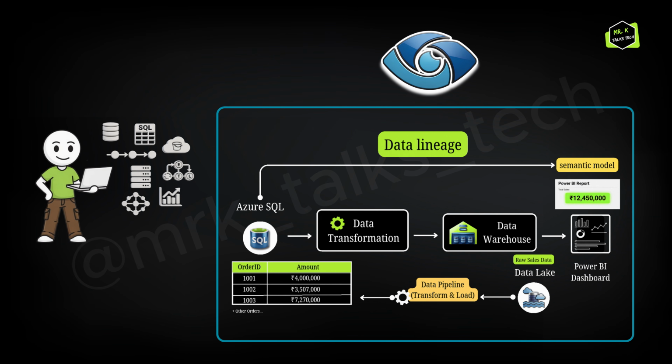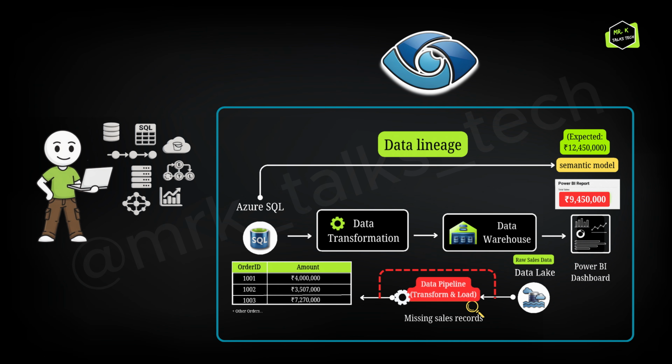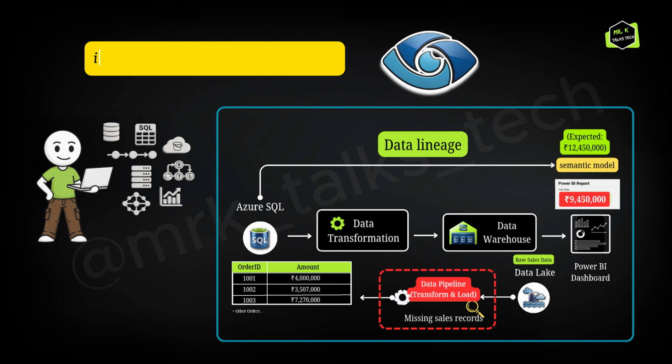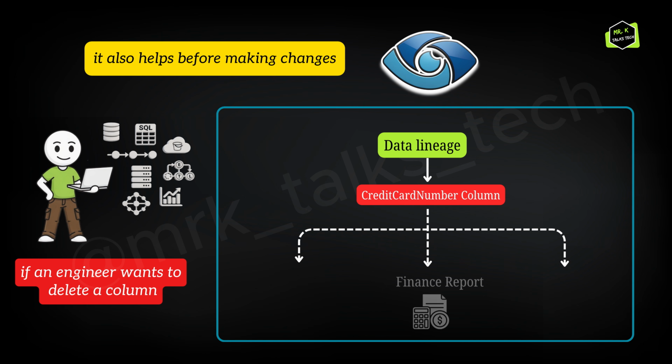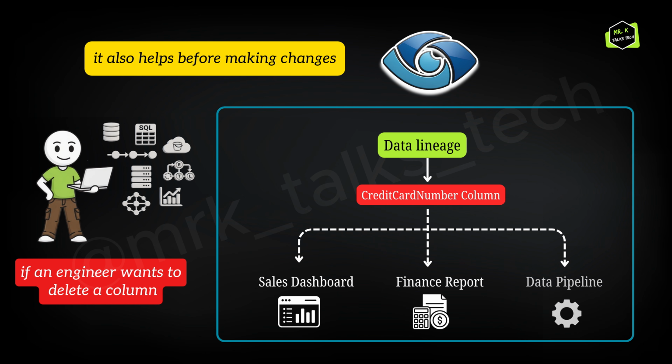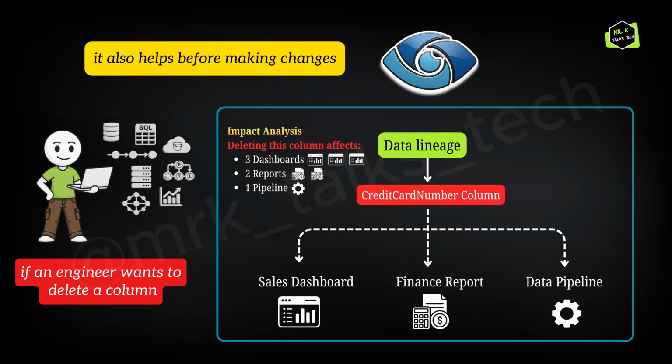This is extremely useful for data engineers. If a dashboard suddenly shows an incorrect value, lineage helps the engineer trace the number back through the pipeline and find where the problem started. It also helps before making changes. If an engineer wants to delete a column, lineage can show which reports, dashboards, or pipelines depend on that column. This reduces the risk of breaking downstream systems.